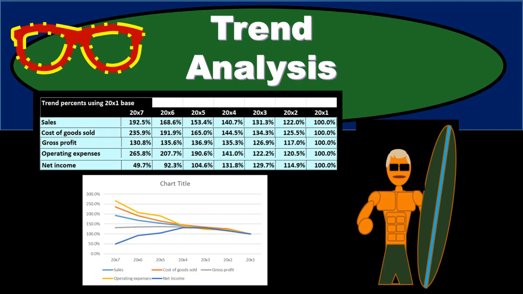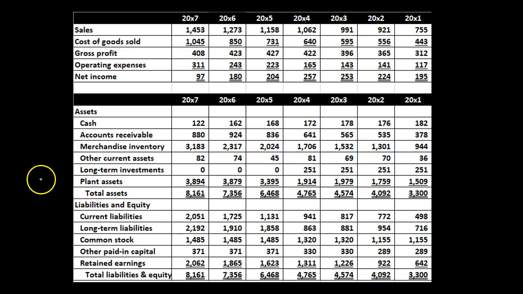In this presentation, we will take a look at and work an example problem related to trend analysis, a type of horizontal analysis where we're going to be comparing multiple periods, typically multiple years, and we're going to be comparing them to a base year. This is the data that we'll be using.